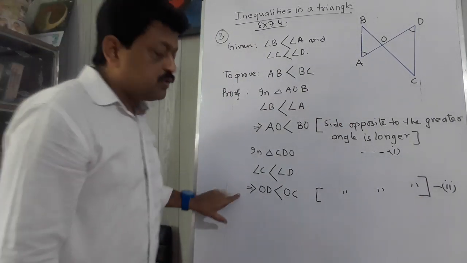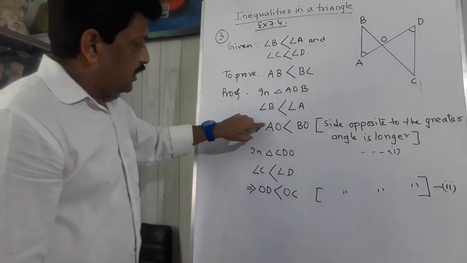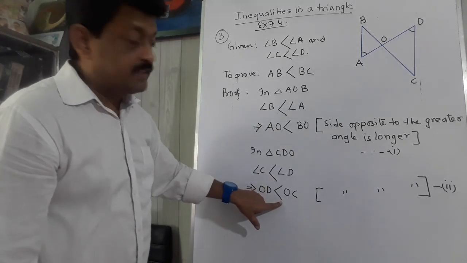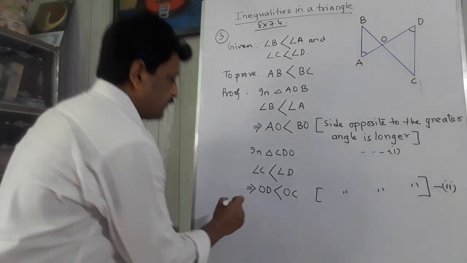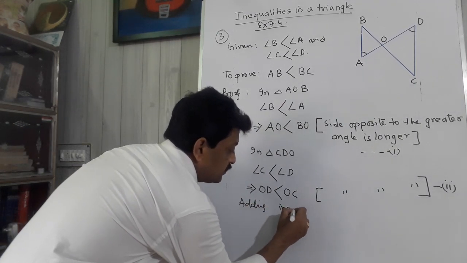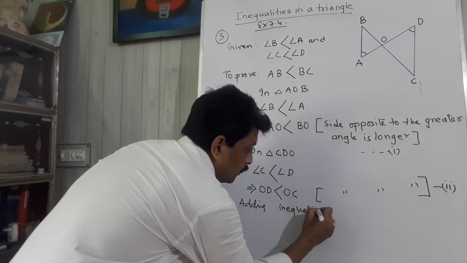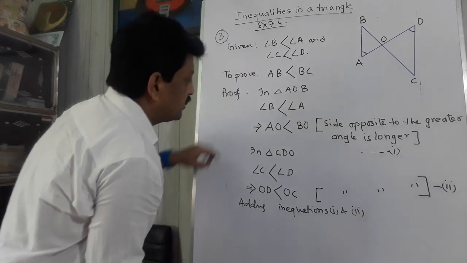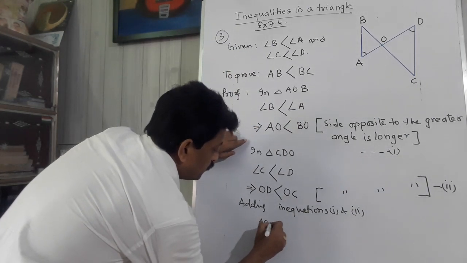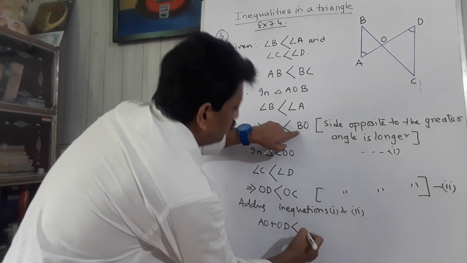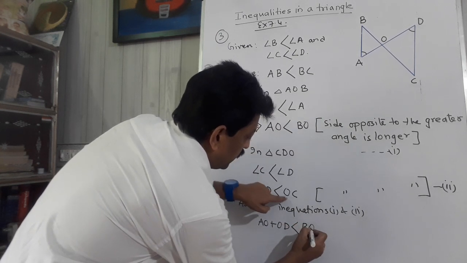Now let us add these two inequations. AO plus OD is less than BO plus OC. So adding equations 1 and 2, we get AO plus OD is less than BO plus OC.